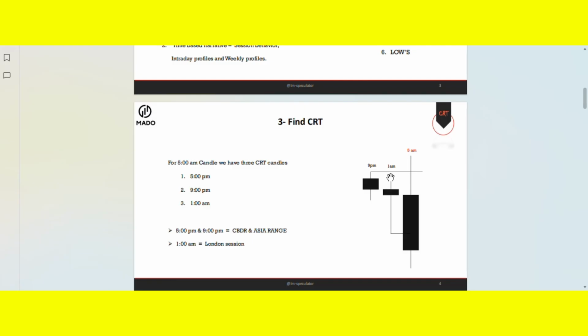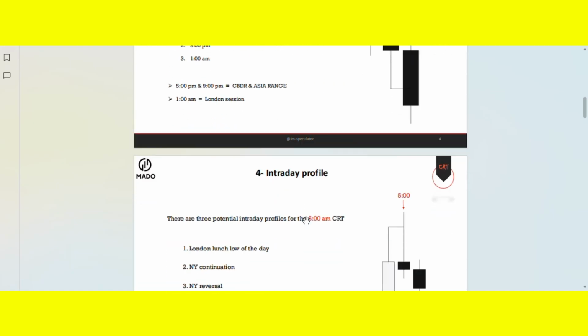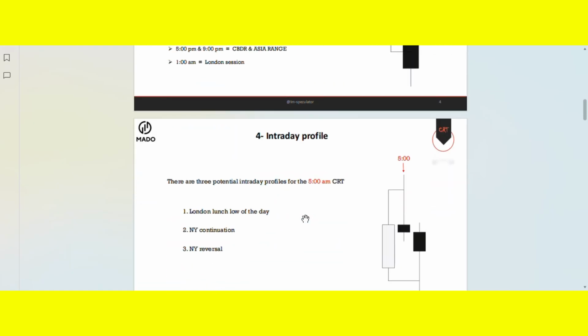As you can see, 9 p.m. is the range, 1 a.m. is the manipulation, and 5 a.m. is the distribution. So 5 p.m. and 9 p.m. form what we call the Asian range. 1 a.m. is on the London session, and 5 a.m. is on London lunch and the New York session. If it's not clear, you rewatch until you master it.